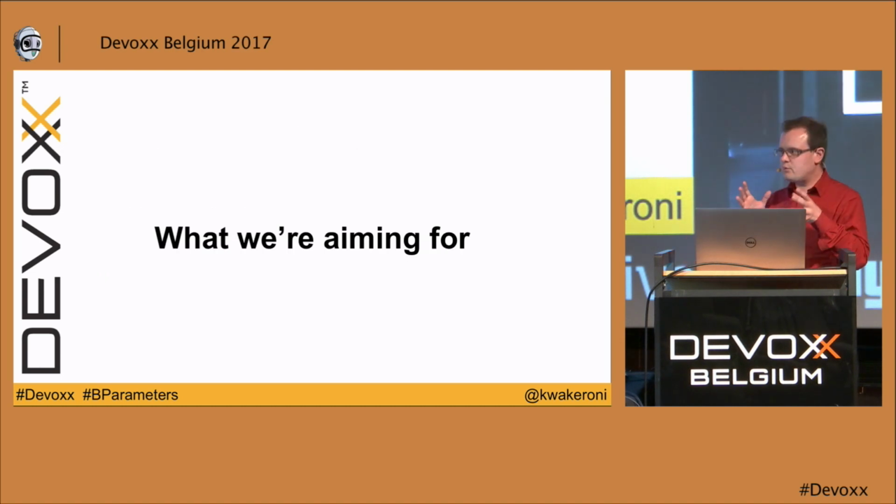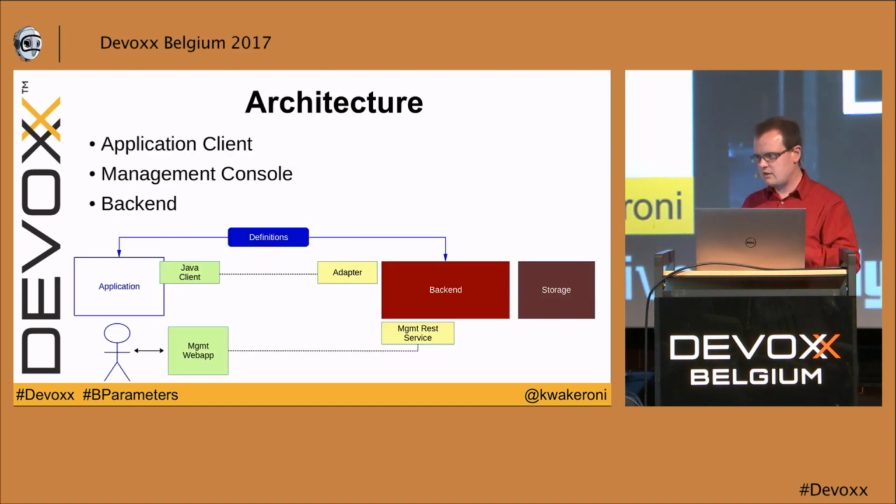So what we want in the end with this open source project, I'll show you a slide of what we're currently envisioning as an architecture for this. So you would have your application, which will use a Java client or possibly another client to communicate with our business parameters backend. And aside from that, there will be a web application that is used by your business users to manage the values of this configuration.